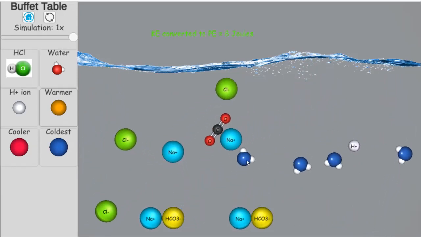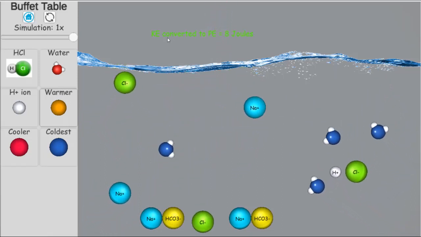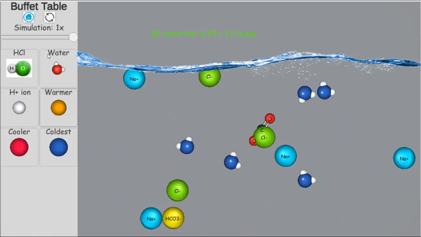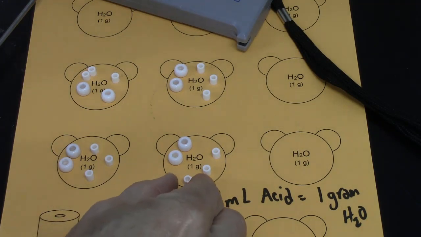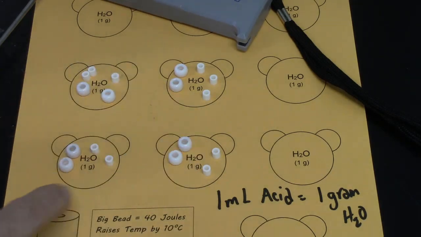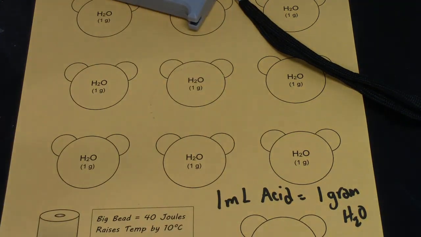So as you see, the water molecules get slower. They change color as they're losing kinetic energy. So each reaction that occurs takes away 4 joules. That's 1 small bead. If one reaction occurred, that gram of water gets a little bit colder. If another reaction occurs, that gram of water gets a little bit colder. To get the temperature to be 0 degrees Celsius, you need to take away all the joules, all the beads.